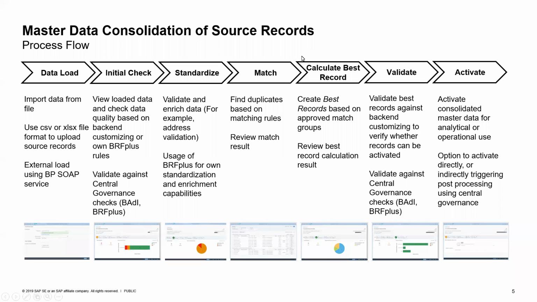Coming to the next step, we talk about calculate best record, or golden record in other words. Based on the match result, the system will try to bring the data together, to merge the data. For example, if your existing data has a lot of information but not a phone number, and you load a similar record where the phone number is included, and the system detects it's a match, then we just add the phone number to your existing data. This is how the best record calculation works.